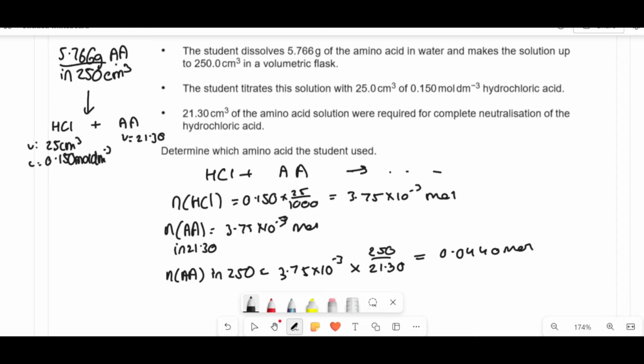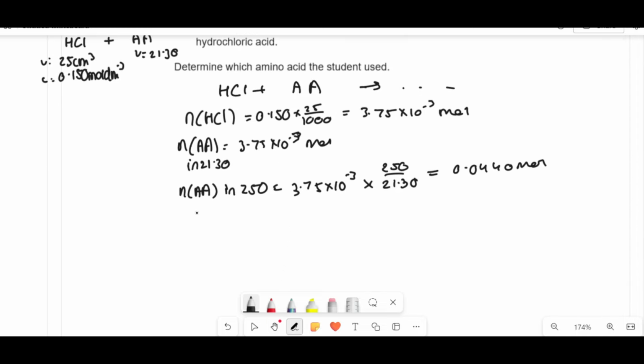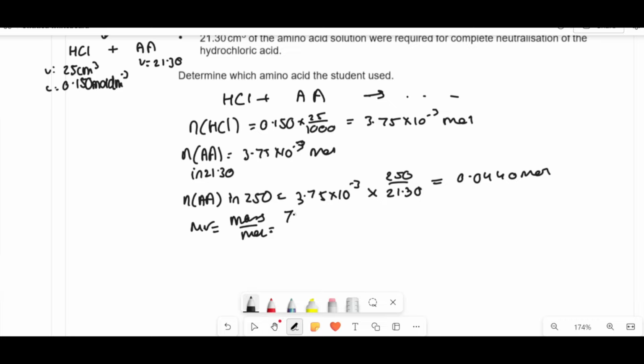Cool. Now I know the moles of this amino acid. I can work out its MR by doing MR equals mass over moles, which is going to be the mass they gave us, which was 5.766. So 5.766, all divided by the moles, which is 0.0440, and you get the MR of 131 grams per mole.